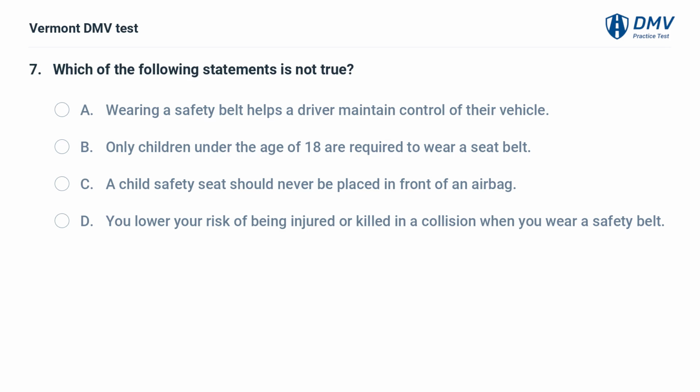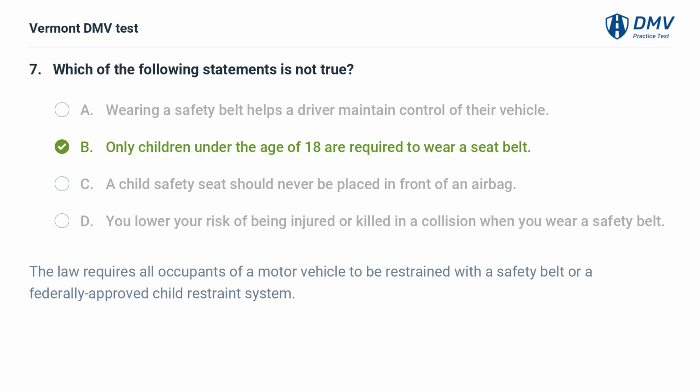Which of the following statements is not true? A. Wearing a safety belt helps a driver maintain control of their vehicle. B. Only children under the age of 18 are required to wear a seat belt. C. A child safety seat should never be placed in front of an airbag. D. You lower your risk of being injured or killed in a collision when you wear a safety belt. B. Only children under the age of 18 are required to wear a seat belt.